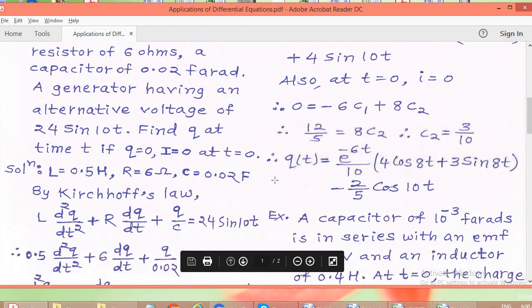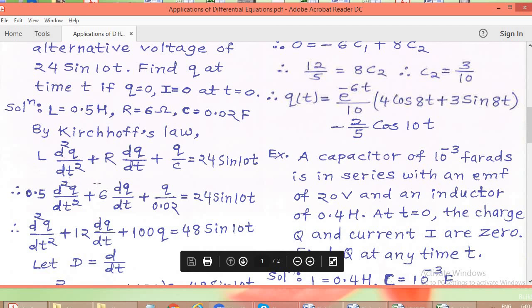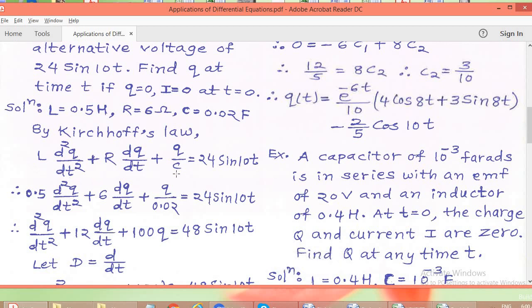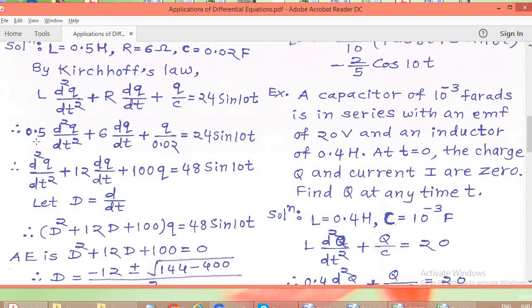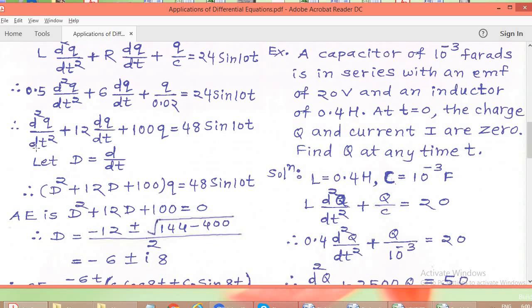By Kirchhoff's voltage law, we get L d square q by dt square plus R dq by dt plus q by c is equal to 24 sin 10t. Putting the numerical values in this equation, we get this equation. Let us simplify, multiply this equation by 2. So we get d square q by dt square plus 12 dq by dt plus 100q equal to 48 sin 10t. So we see that this is a linear differential equation, non-homogeneous, of order 2.